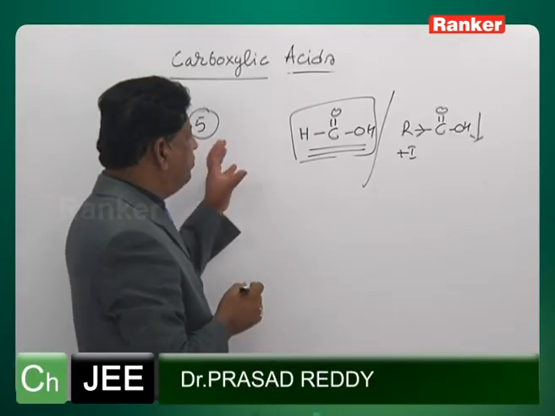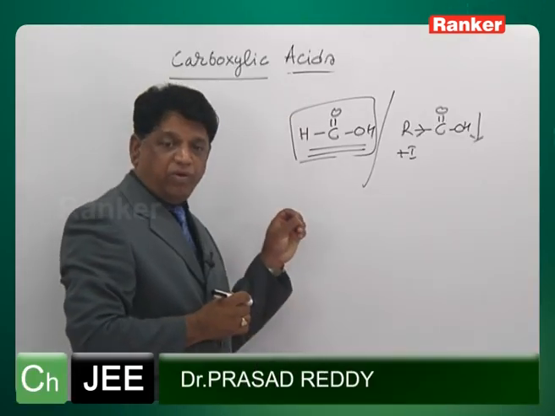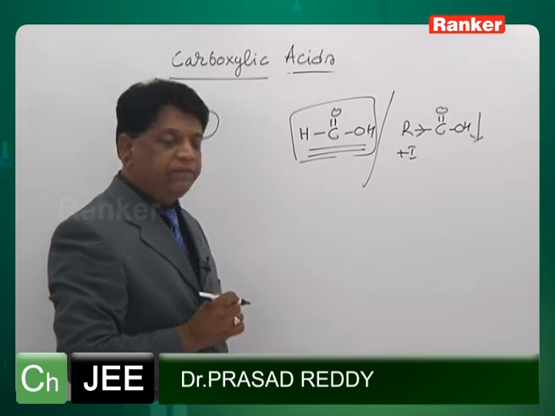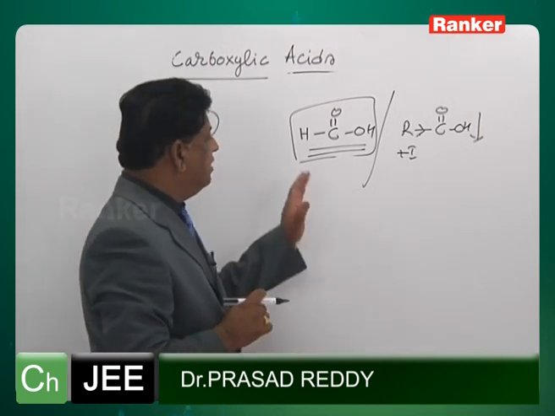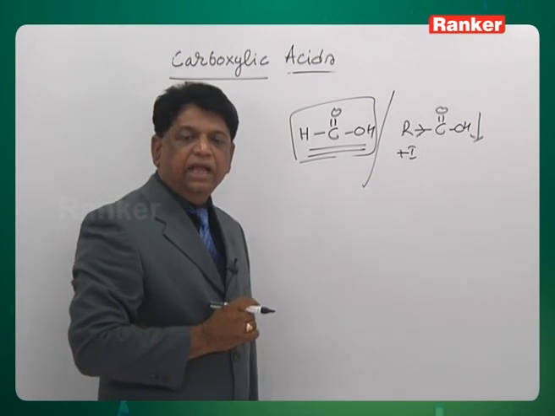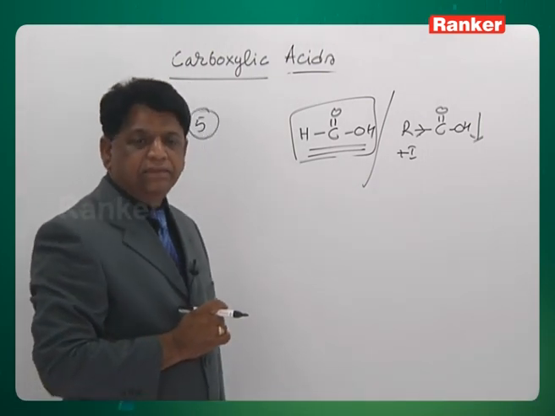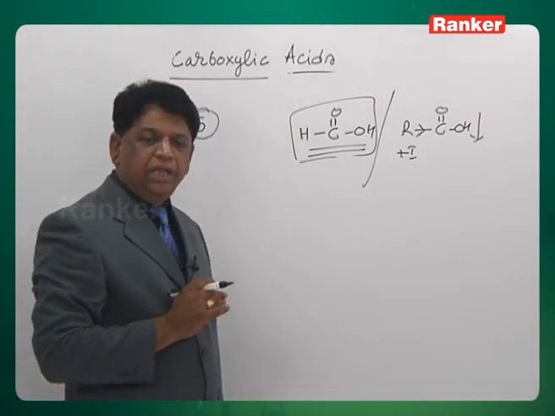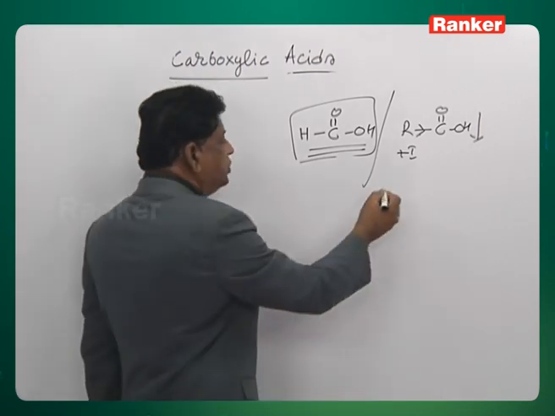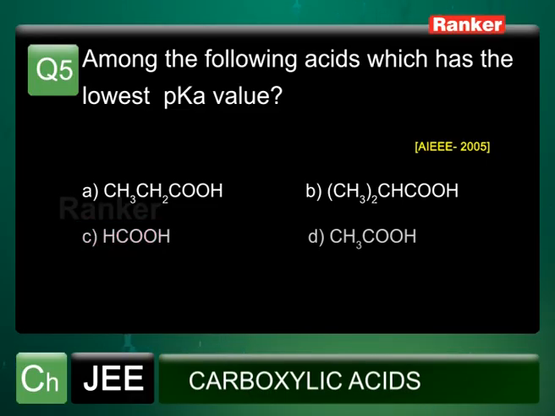However, in fact, if you have any withdrawing group like chloroformic acid, it would have become the strongest acid. But the question here is formic acid versus the other alkylated acids. So A, B, D are wrong answers. So the answer goes to option C.